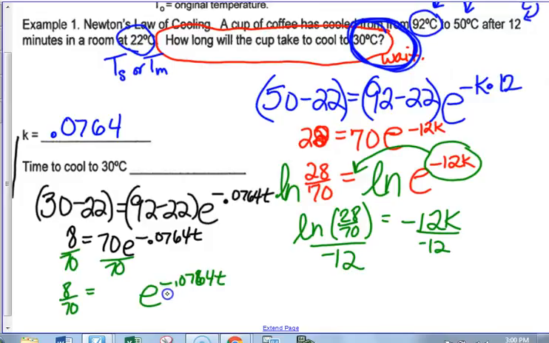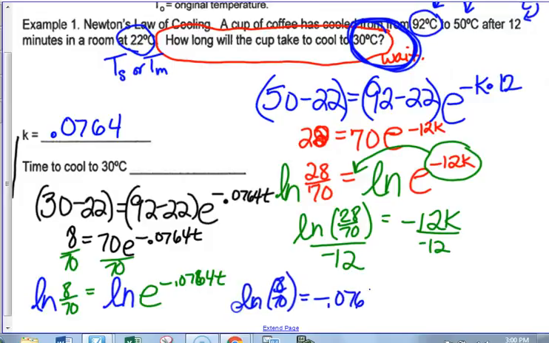Did you not use the negative on the k? I'm going to take the log of both sides, and then I'm going to have the natural log of 8 over 70 equals negative 0.0764t. So I'm going to type it in and divide it by that decimal. Don't forget the negative.